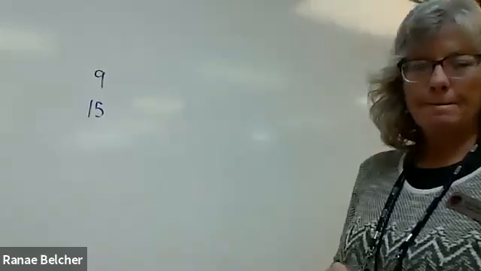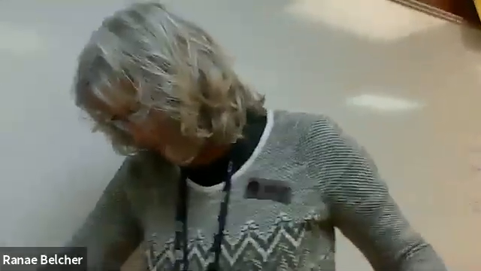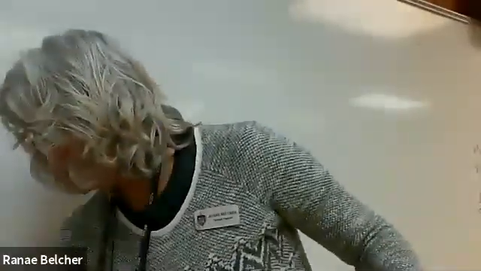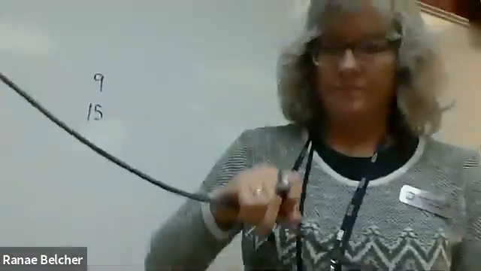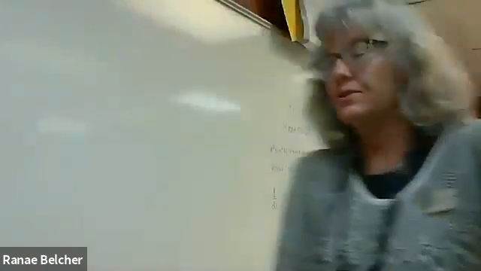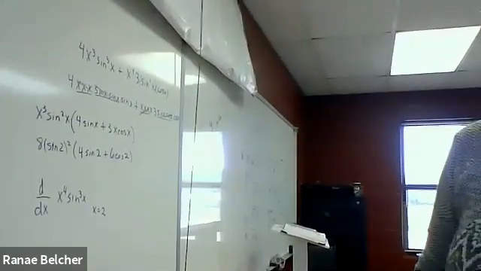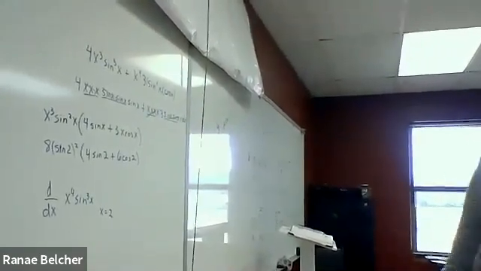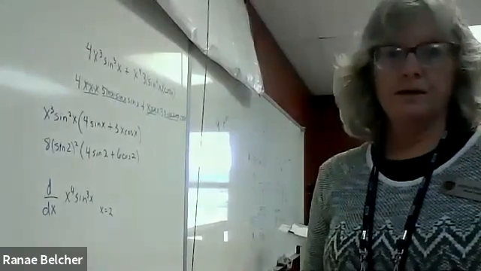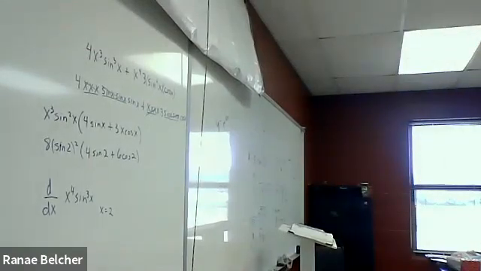Okay, which one is 15? What does it say? Use the product rule to find f prime of x if f of x is x to the 4th sine cubed x, and then show the f prime of 2. Okay, I have that one on the board currently, so I'm gonna roll you over here so you can see it.